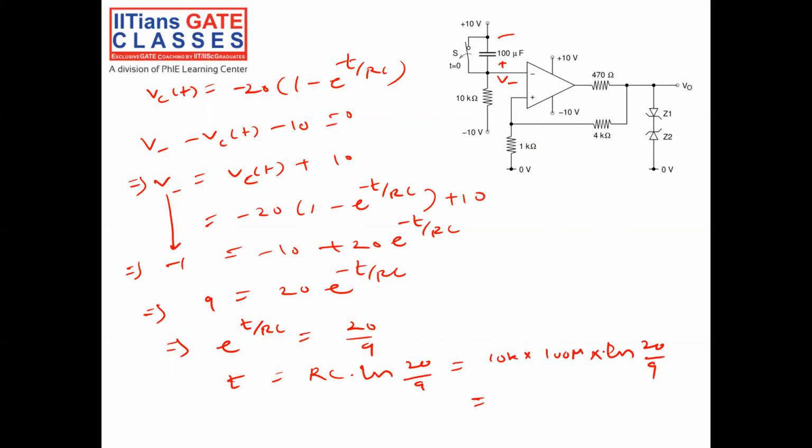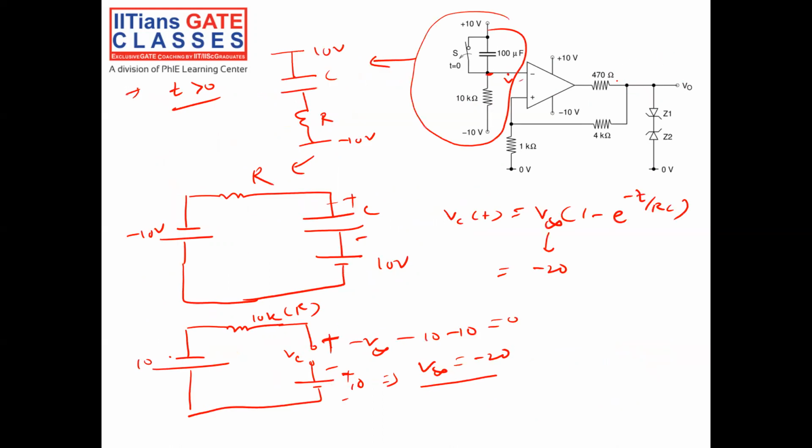Time is nothing but 10K into 100 into the power of minus 6 into ln 20 by 9, which is 0.798 second. Okay. So at that time t is equal to 0.798 second, V negative will cross minus 1 volt. So my output will change from minus 5 to plus 5. Okay. This is the answer.